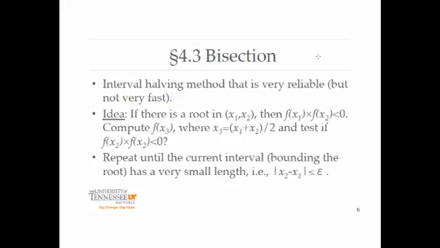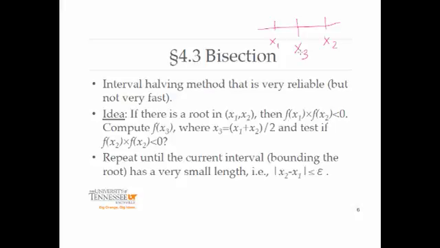If I tell you there's a root, there's a sign change. So therefore, the product of those two values must be less than 0. Then the idea here is, let's just see if we can still get a sign change if we halve the interval. So we would compute f of x3, where x3 is (x1 + x2)/2, namely the midpoint. If I know there is a sign change between x1 and x2, then I'd like to go right into the middle and evaluate the function there.